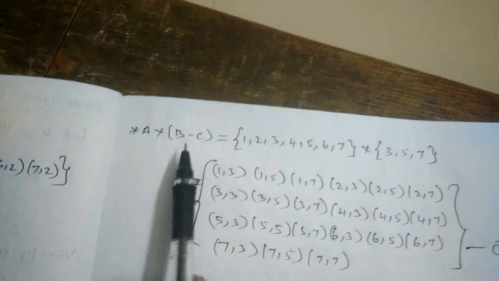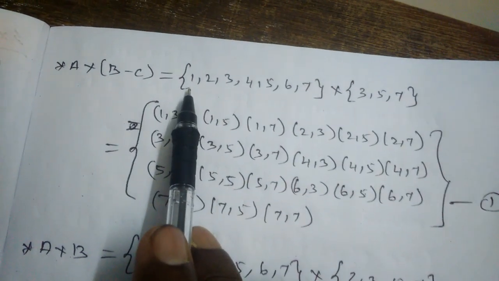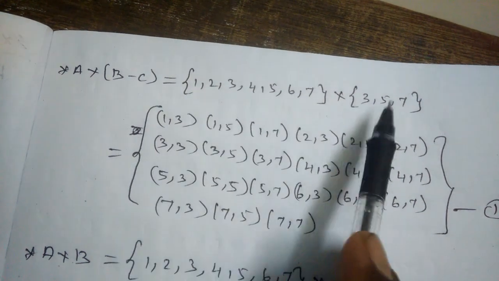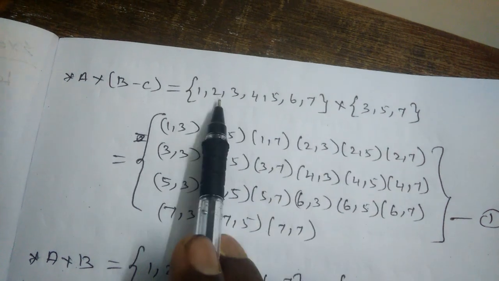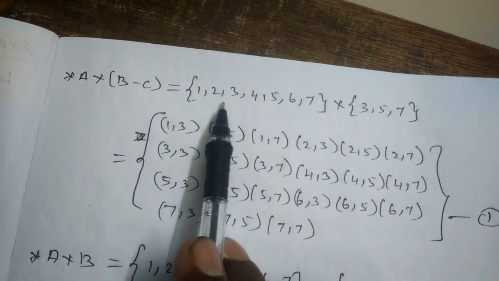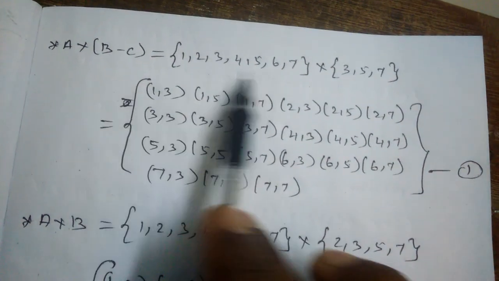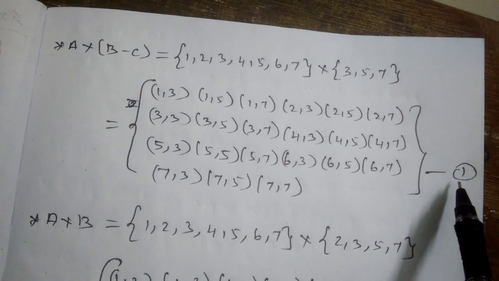And A cross (B minus C): we write A and B minus C. We know the Cartesian product, multiplying all elements: (1, 3), (1, 5), (1, 7), (2, 3), (2, 5), (2, 7). This is equation number 1, the left-hand side.